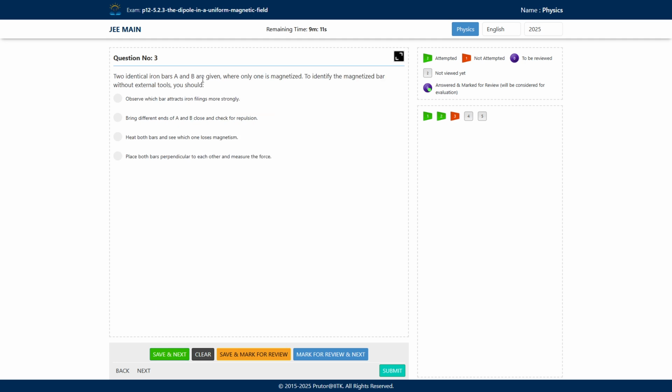Two identical iron bars A and B are given where only one is magnetized. We have also done it in the example, in the exercise example also. To identify the magnetized bar without external tools, you should observe which bar attracts iron filings more strongly, bring a different end of A close to B and check the repulsion, heat both, place both bars perpendicular to each other and measure the force.